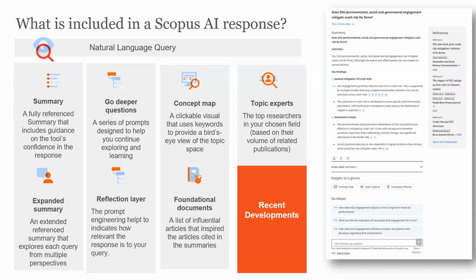Then you have the expanded summary. This is an extended reference summary that explores each query from multiple perspectives. There's also built into this a reflection layer. So the prompt engineering helps to indicate how relevant the response is to your query, right? So what is the level of confidence that the literature gives in terms of responding to your specific query?